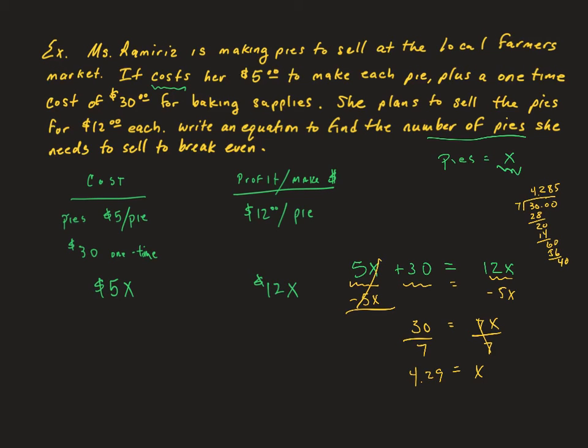So how many pies do I need to make to break even? Well, quite honestly, it's going to be 5 pies. I can't make 0.29 pies. If I make 4 pies, that's not enough to break even because it's only $28. Sorry, that would be $48. But it's going to turn out to be 5 pies. And there's doing my substitution, figuring out equations.